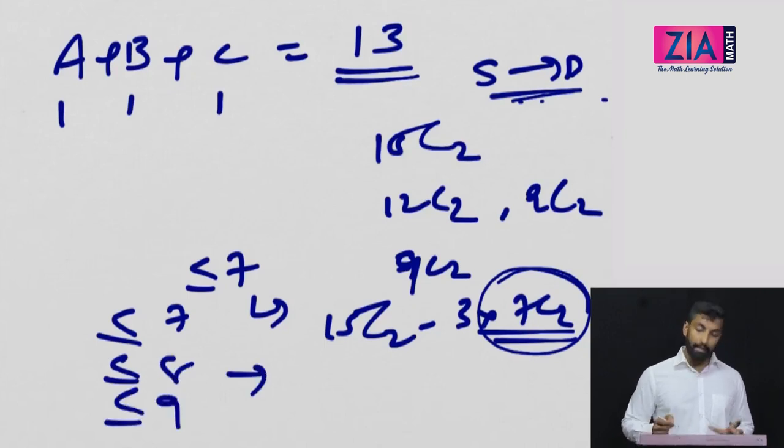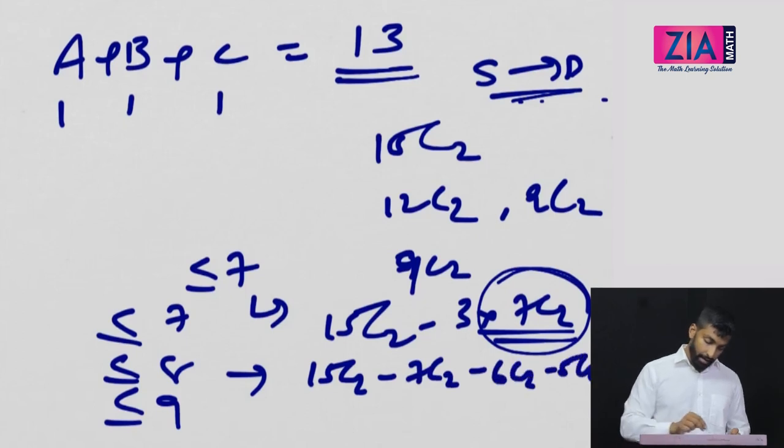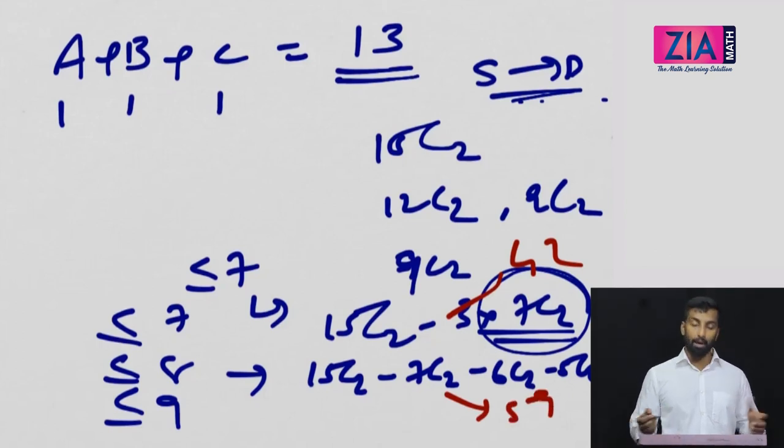You need to separately see the conditions. You need to separately see the situations where A, B and C violate the condition and subtract it from 15C2, right? So you got it as 15C2 minus 7C2 minus 6C2 minus 5C2, right? Now here you got the answer as 42, here you got the answer as 59. Now that is the calculation part.